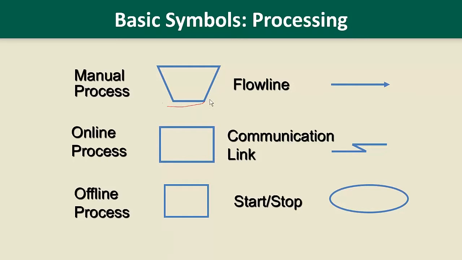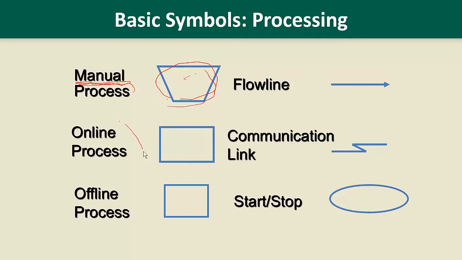Okay, so here we see a trapezoid. Right, and that is a manual process. So that's something a person does. A person is doing something, and it will be described within this area here.